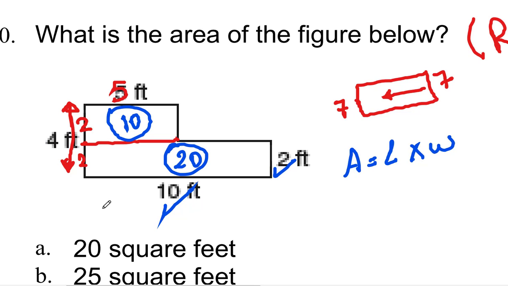And after you finish this, you need to add them. 10 plus 20. The final answer, my heroes, will be 30. The total area, we call it the total area. The area of the shape is the total area because we divided the shape into two rectangles.